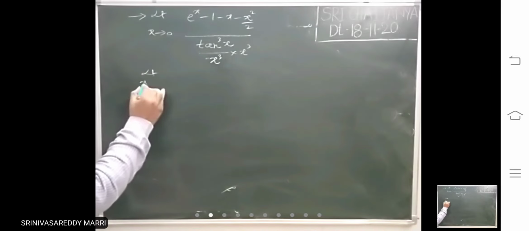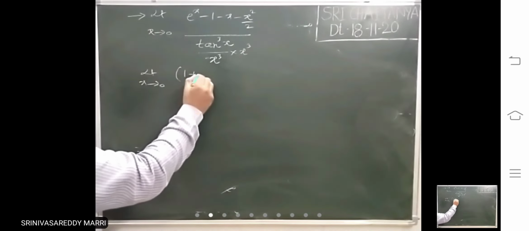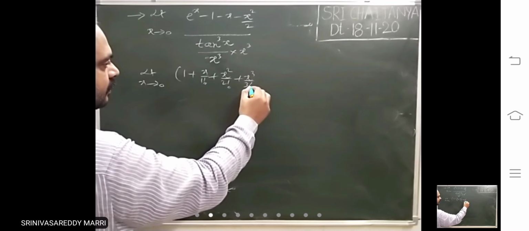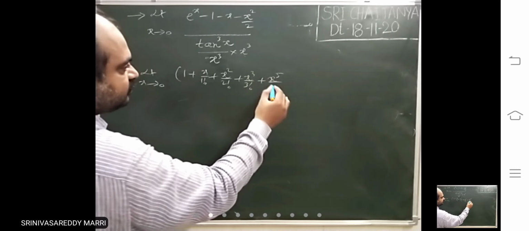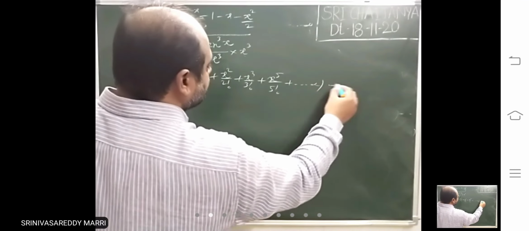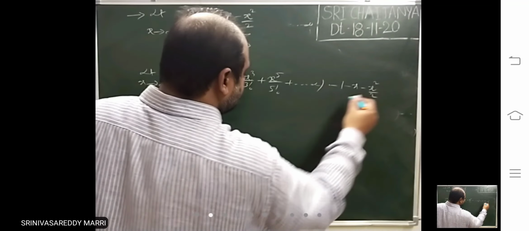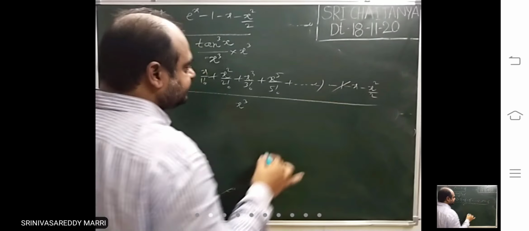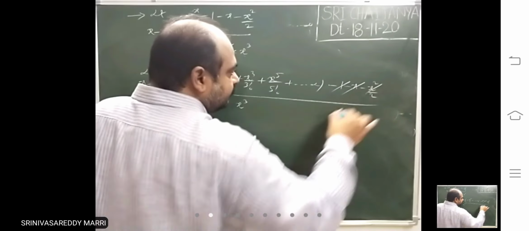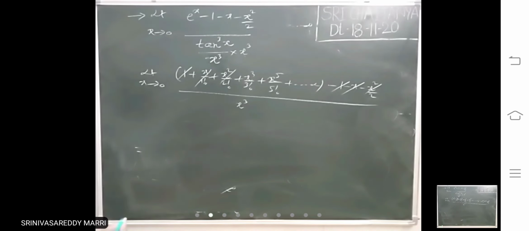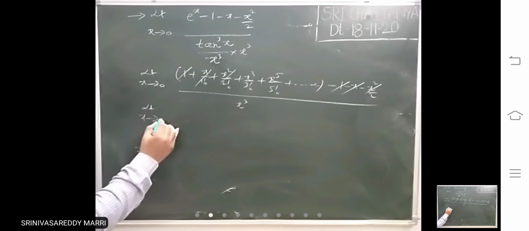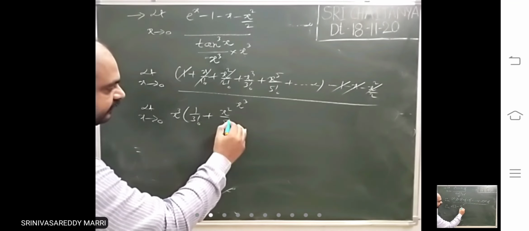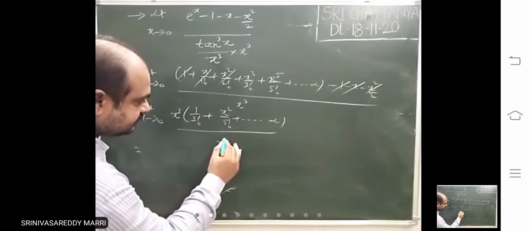Right, that means limit x tends to 0. Now x cube, then you write that series, one more term than that, x cube is there, divided by x cube. This will be easy if x power n is there. So 1 got cancelled, x got cancelled, x square by 2 got cancelled. The remaining terms, you take x cube factor common. x cube into 1 by 3 factorial plus x square by 5 factorial plus and so on, divided by x cube.